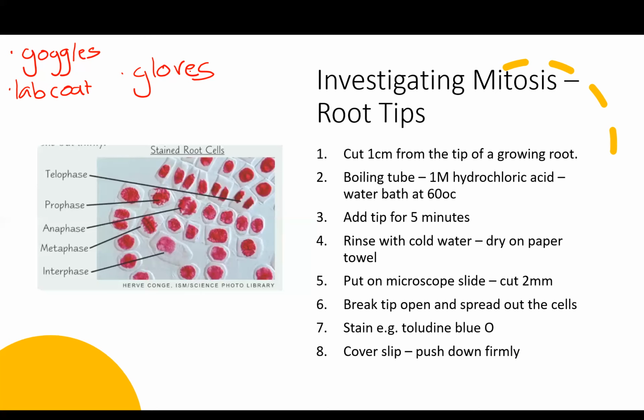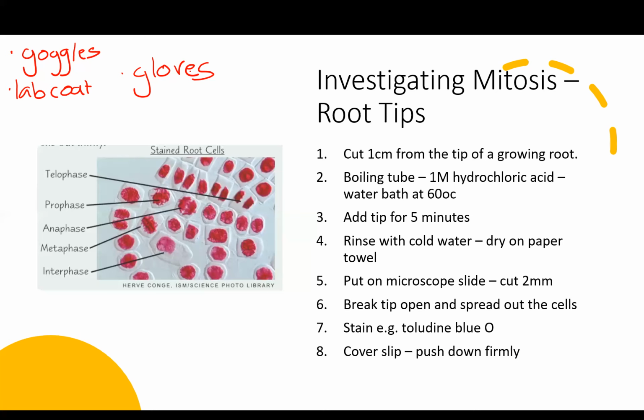You're then going to place the root tip on a microscope slide and cut 2 millimetres from the very tip of it. Again, we want to be right at the top of it because that's where the growth is going to be occurring. You're going to get rid of the rest. You can put the rest in the bin. And then using a mounted needle, you're going to break the tip open and spread the cells out really, really thinly. So basically all this process before has been allowing us to view these cells and break them up.